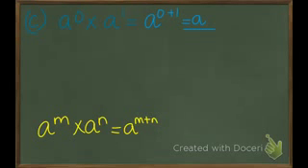Now you could have done this another way. You could have said that a to the power of 0 is 1. So you could have done 1 multiplied by a to the power of 1. And anything multiplied by 1 is itself. So we have a to the power of 1, and a to the power of 1 is a. So you get the same answer. It doesn't matter which method you use. Now let's try part D.